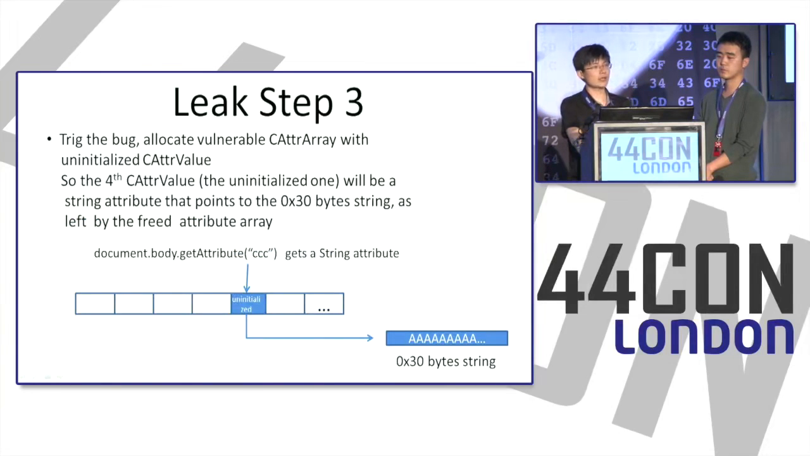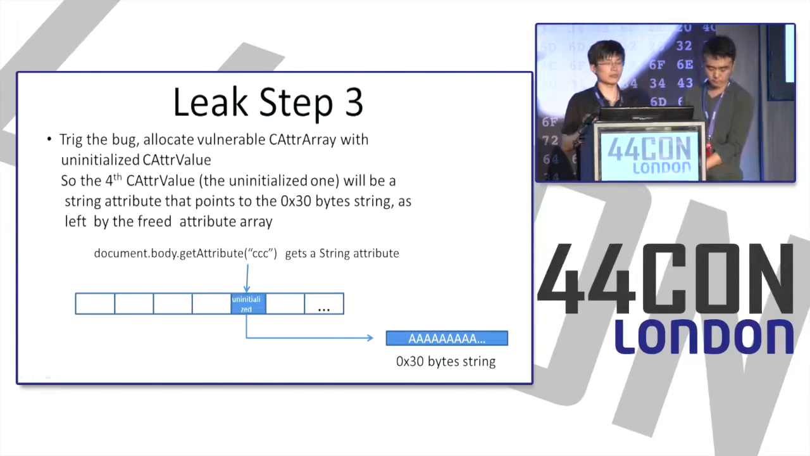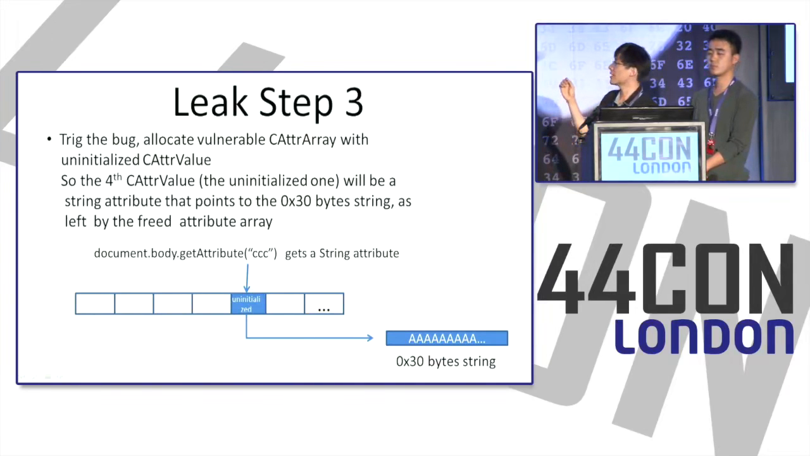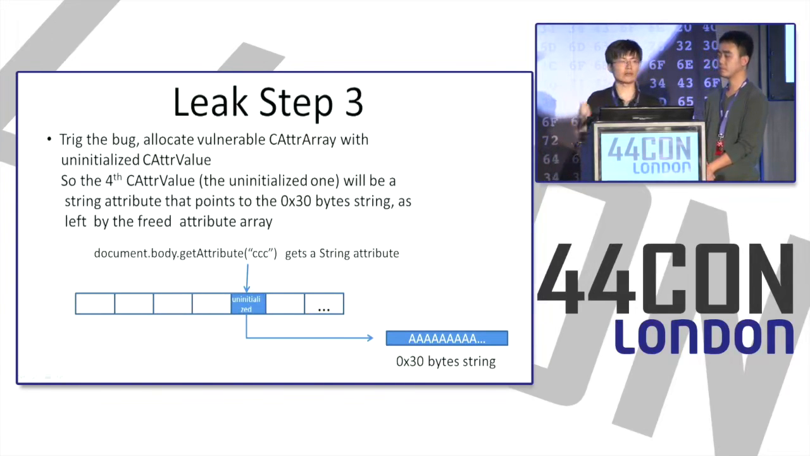Next, we trigger our bug, and the uninitialized attribute array will be allocated. If we are lucky enough, it will reuse the memory of one of the previously freed attribute arrays. So at this point, if we access the uninitialized attribute here, we actually get a string attribute which points to the 0x30 bytes string that we allocated before.